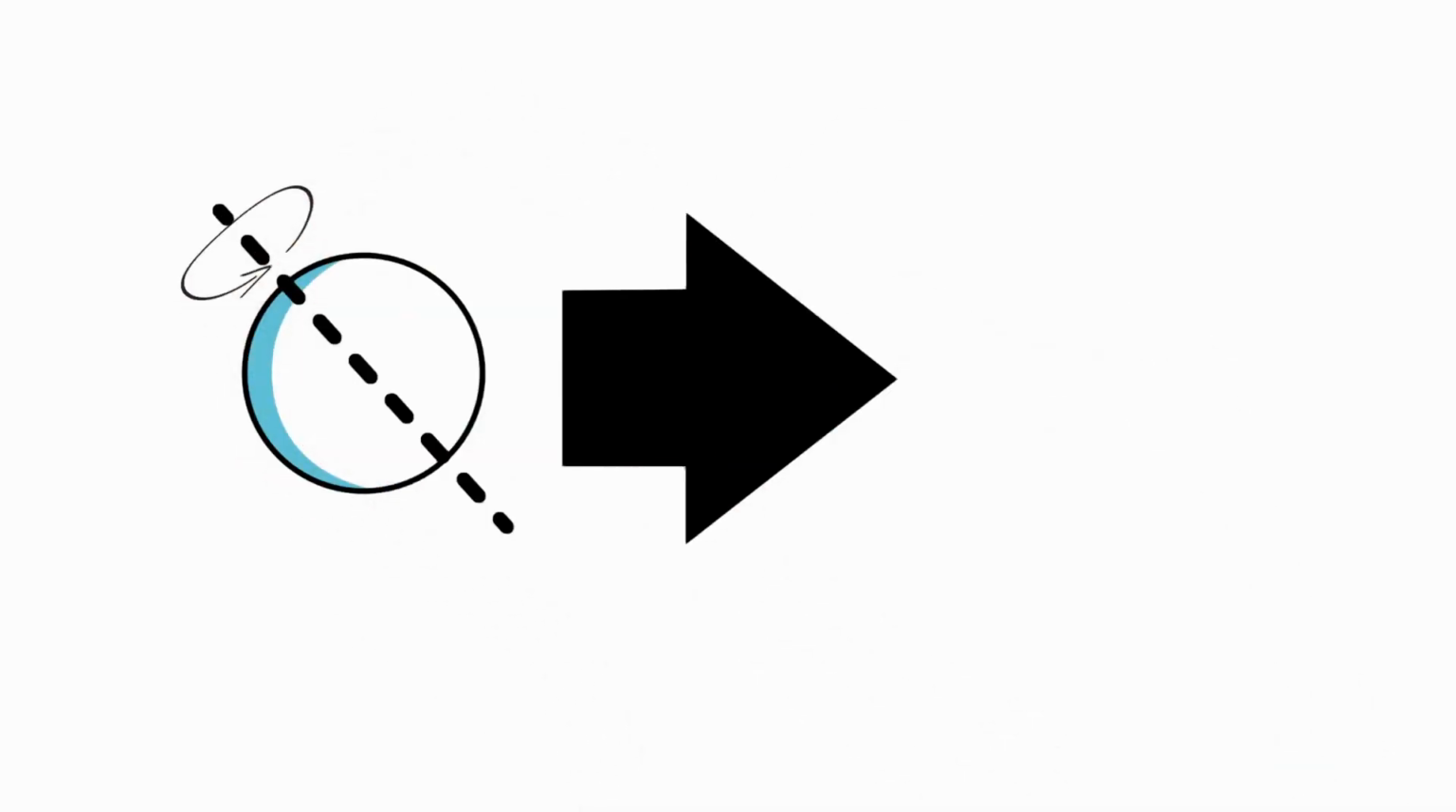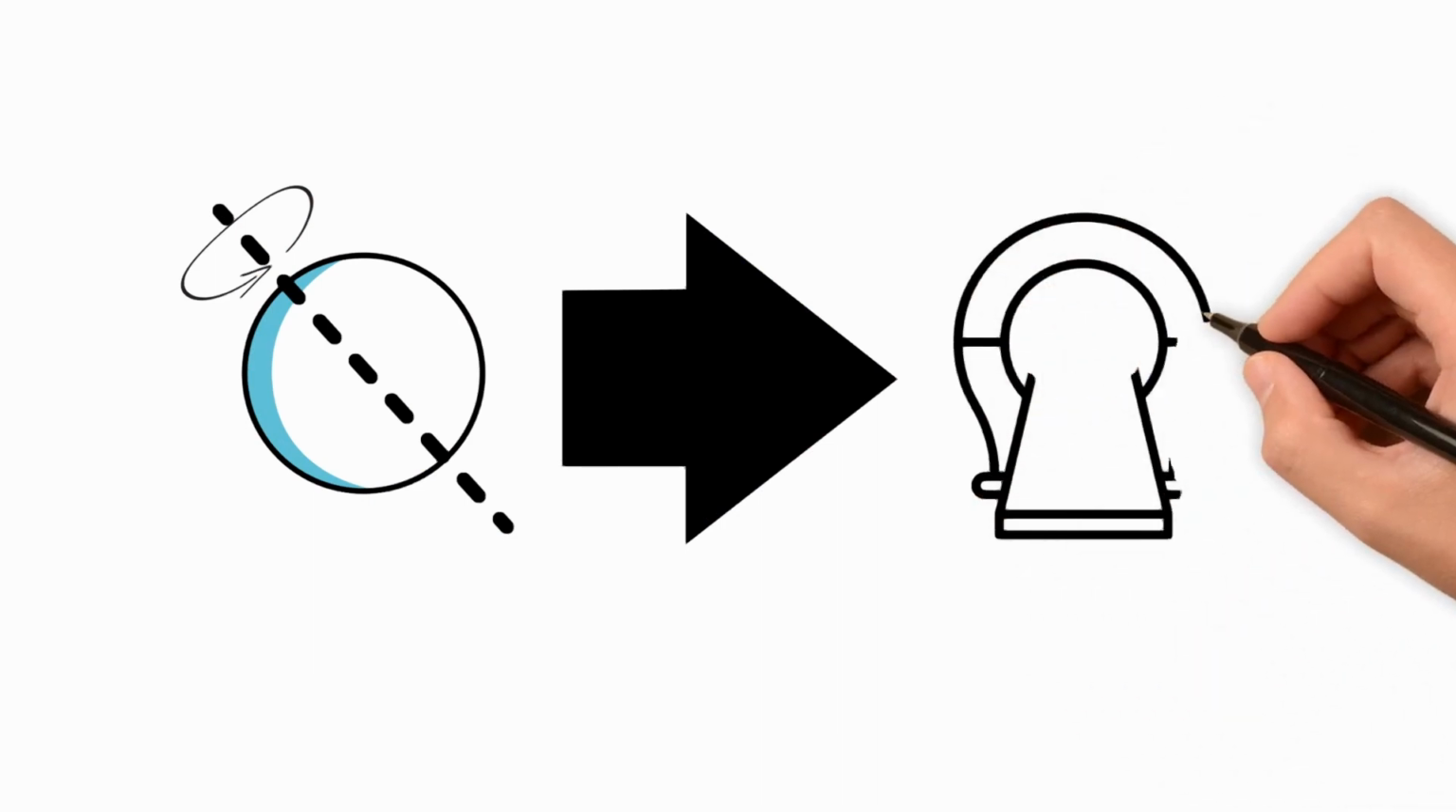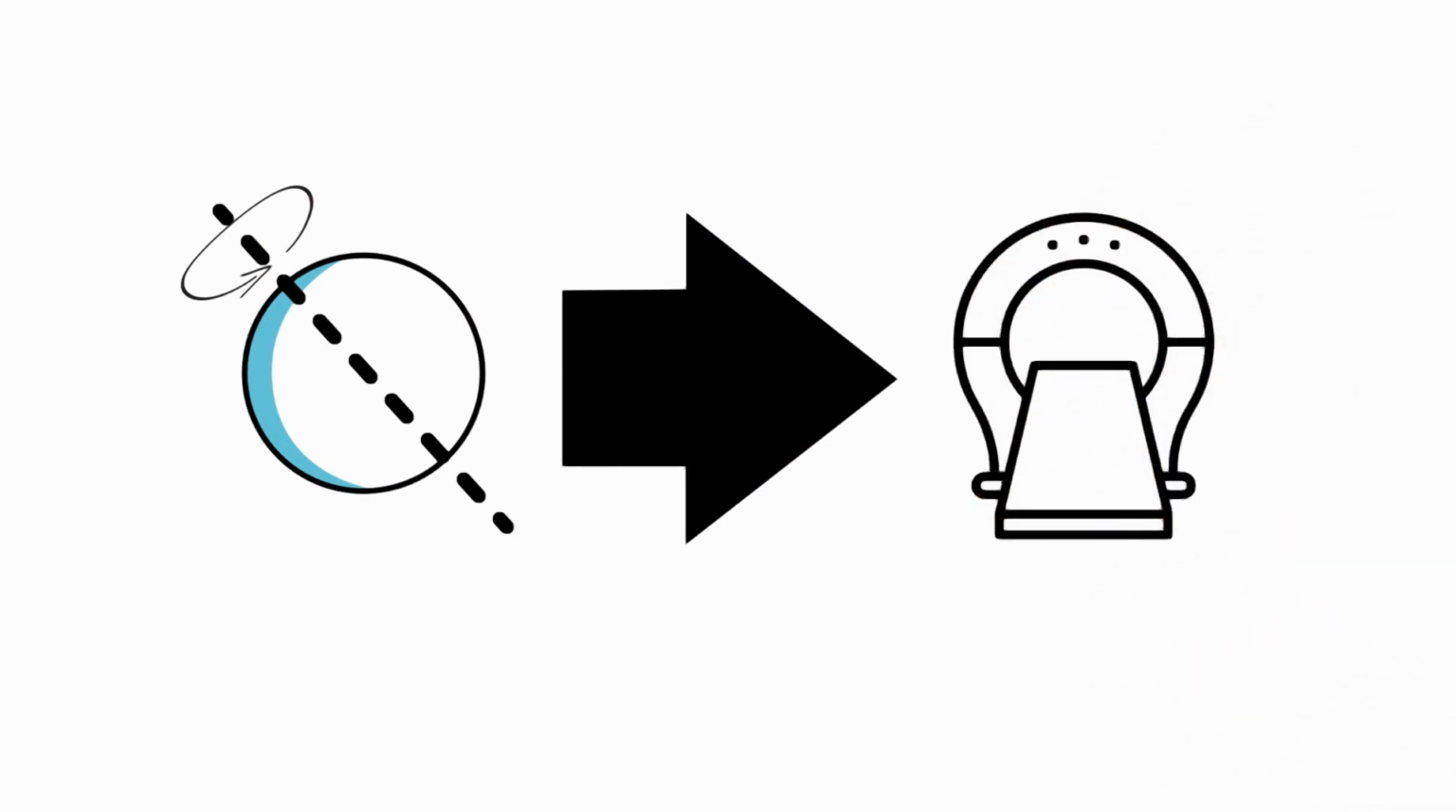This is the end of the video. We've detailed how to go from a proton's spin up to generating an image from rotating gradient magnetic fields in order to explain the physics behind MRI.